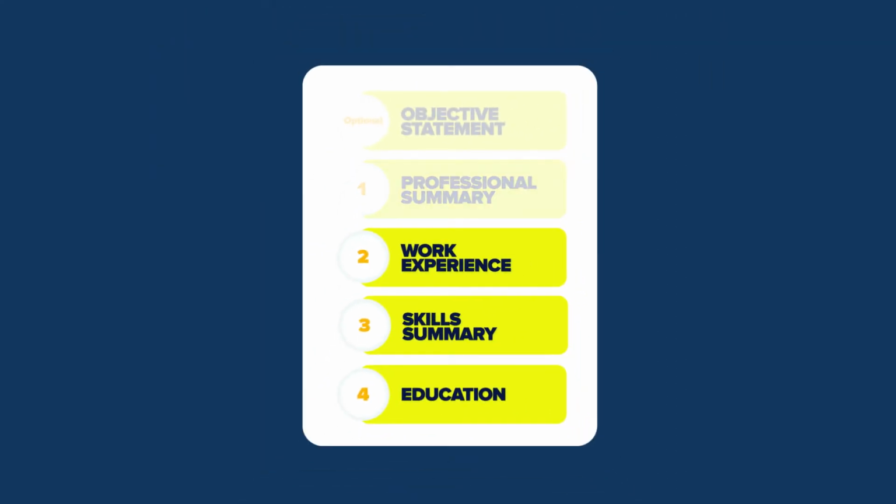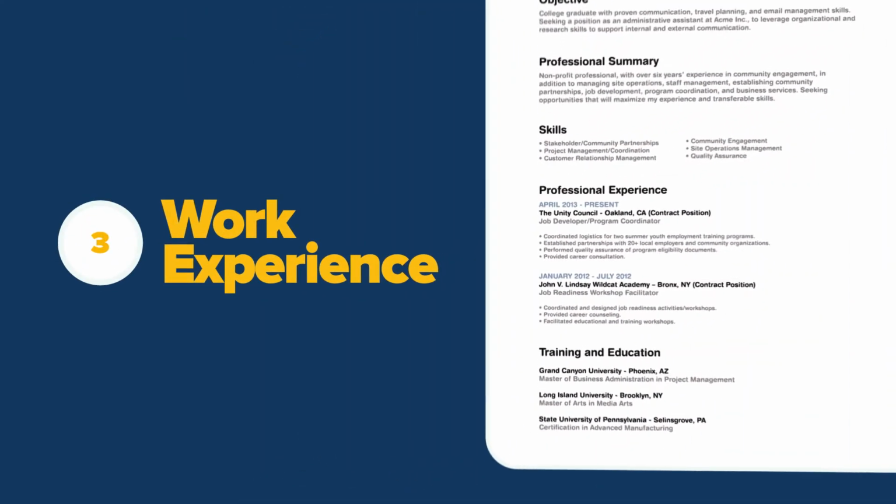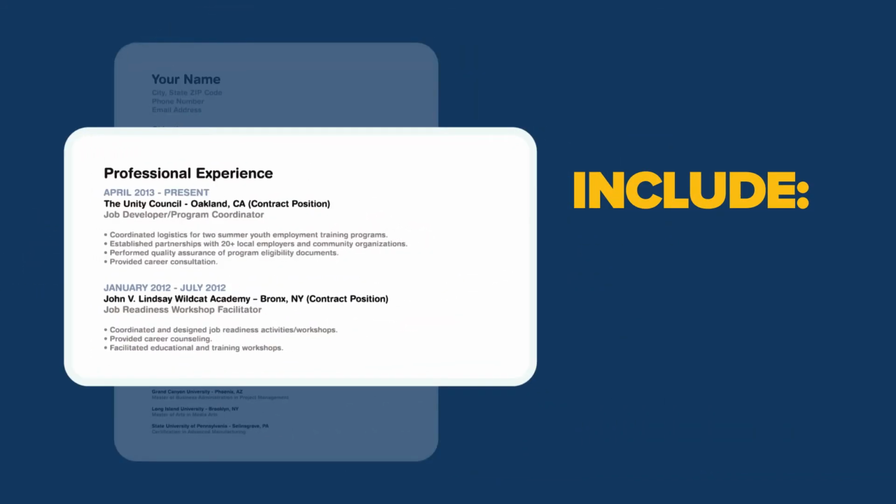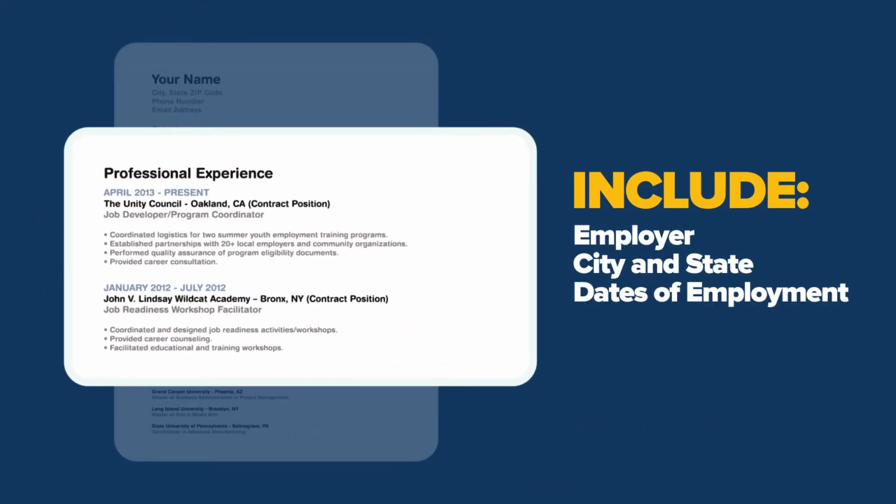Next is the work experience section. In this section, list your work experience in reverse chronological order, with the most recent experience at the top. Each experience should include the name of the employer, the city and state in which they are located, and dates of employment, including the month and year. It's okay to include volunteer and internship experiences.